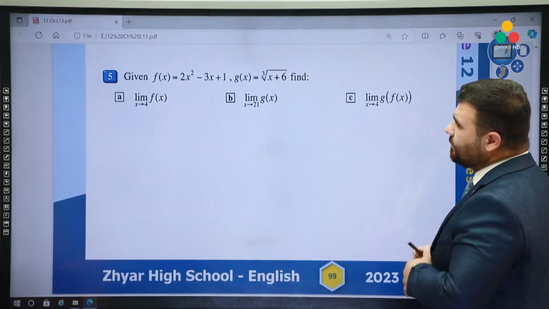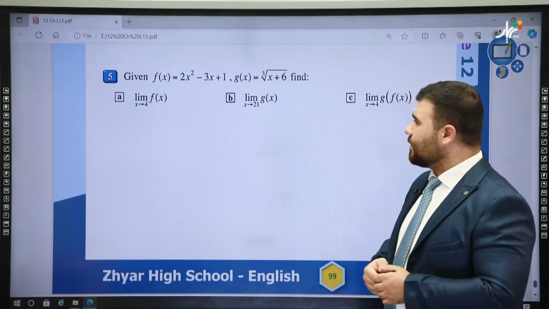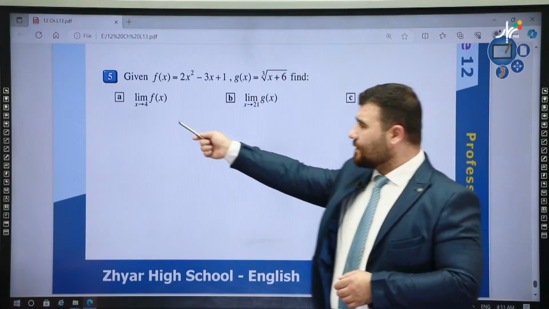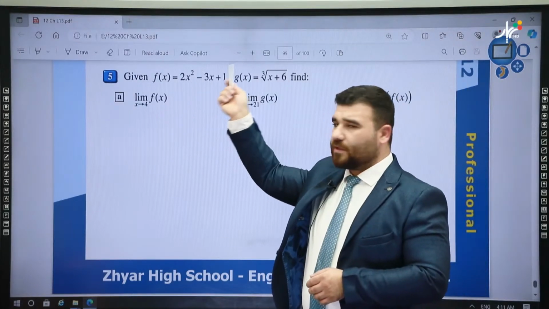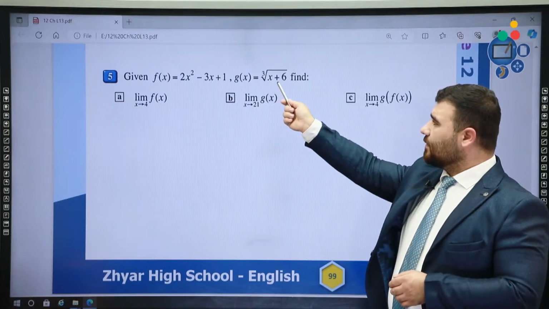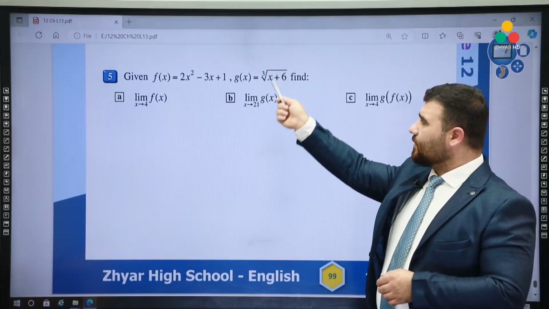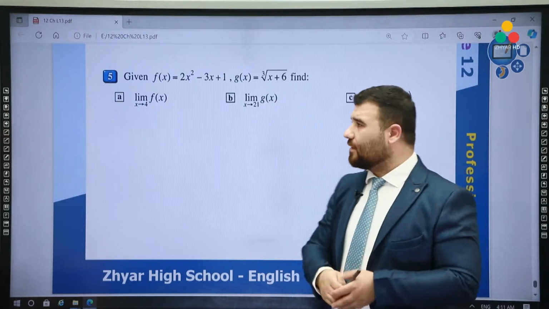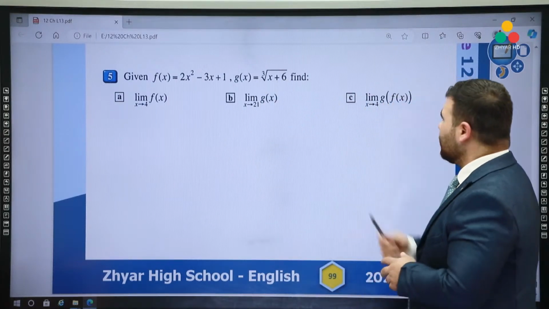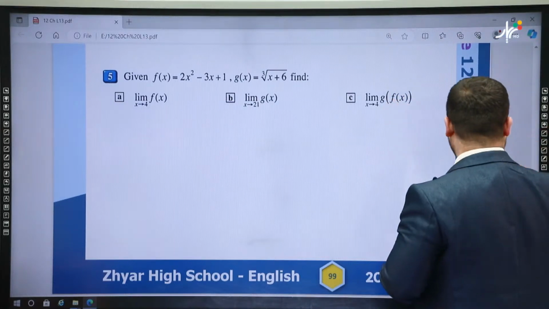This question 5. f(x) is this, g(x) is this, then these are direct substitution. This one, put 4 in place of each x. Here, put 21 in place of x. 21 plus 6 is 27. Cubic root of 27 is 3. These are obvious. Here, we need to put f again in the function g.